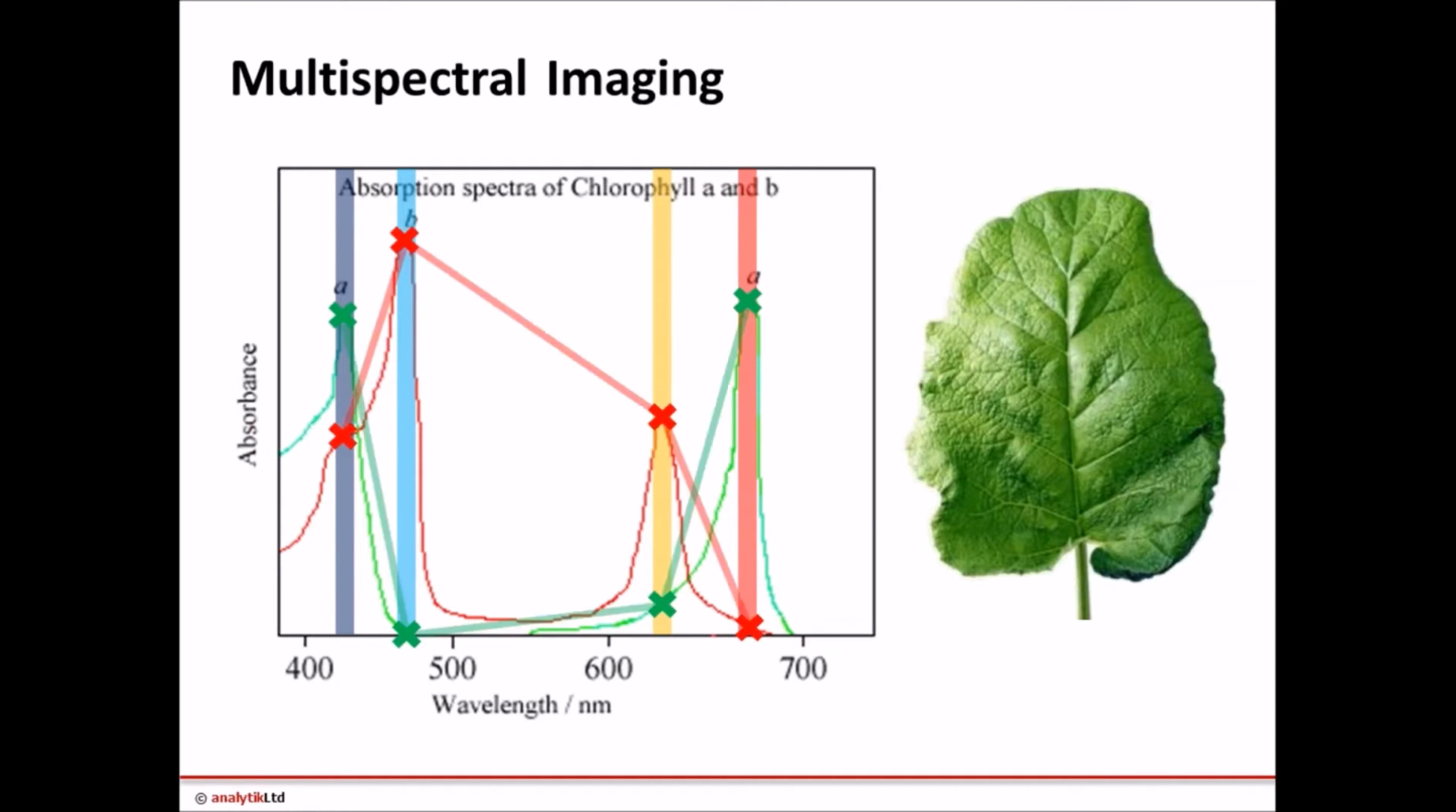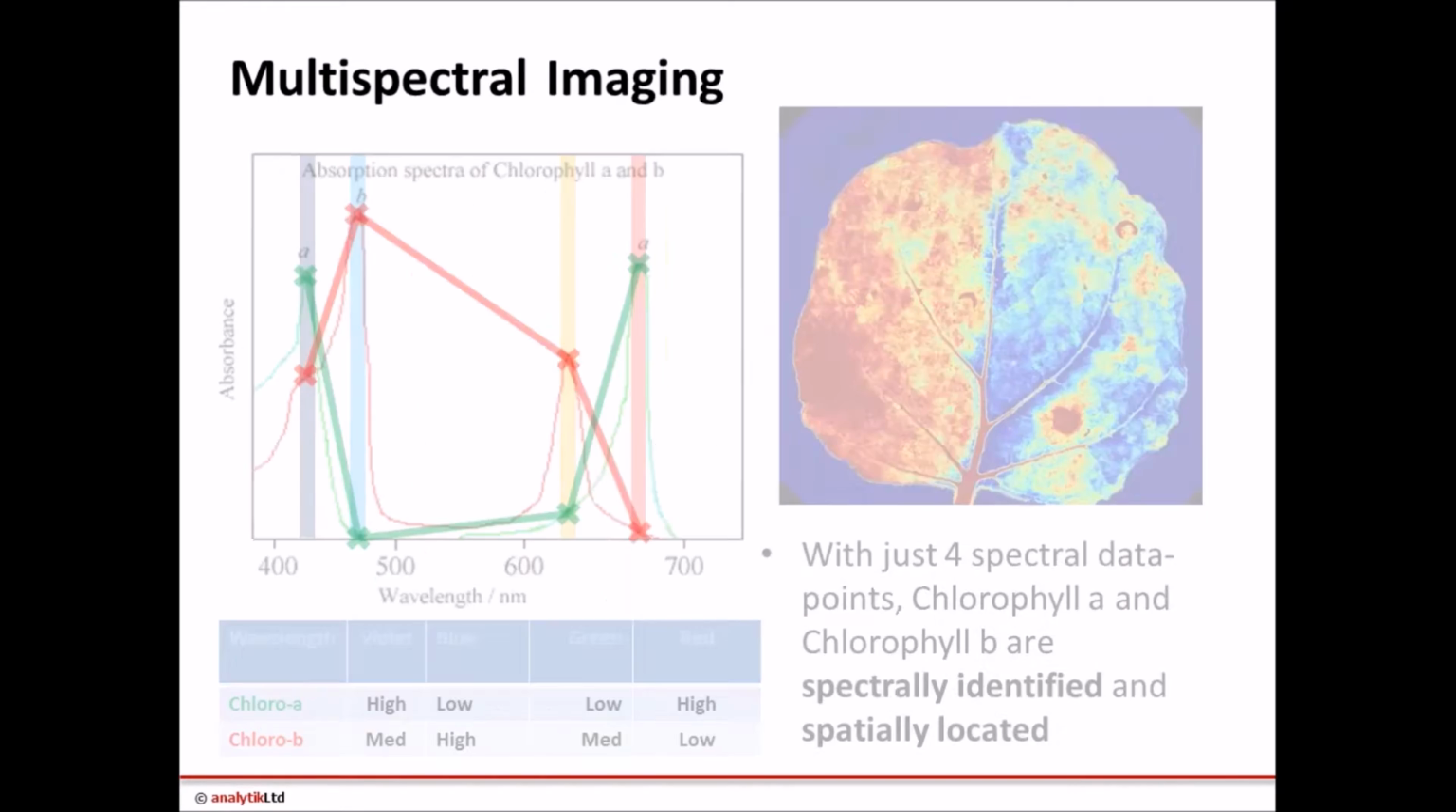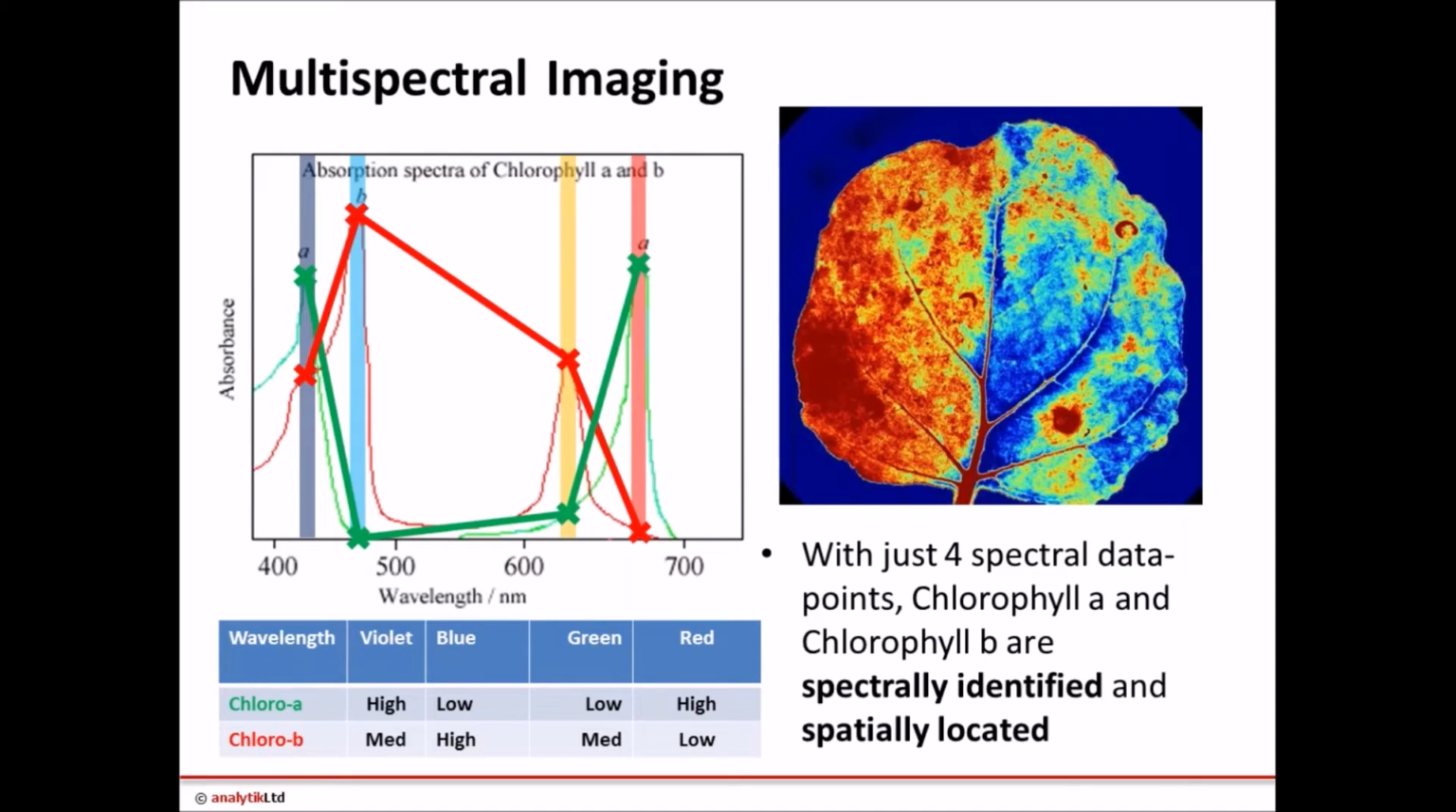They have their own unique pattern, their unique spectral signature, even though it's a low resolution 4 data point spectral signature. They're quite distinct, and we can chemically identify and spatially locate those separate, very closely related molecules over the surface of a leaf. So although we've drastically cut down the amount of data we're collecting, we're still getting a lot of analysis value from it.